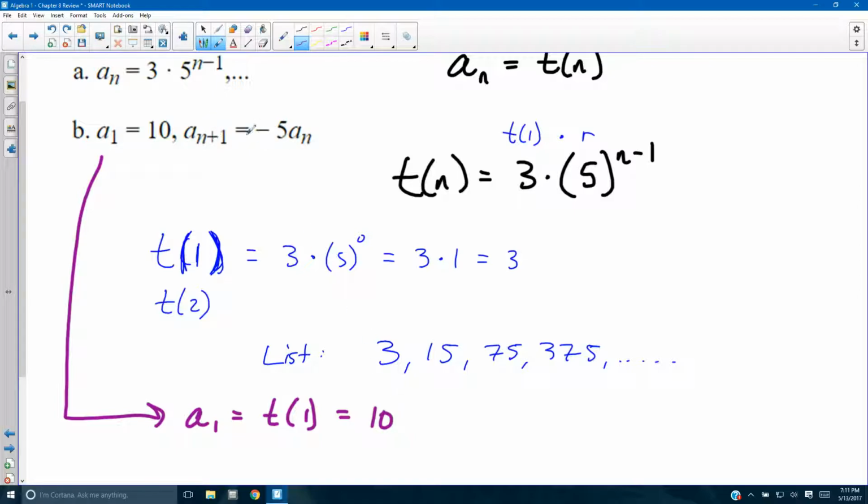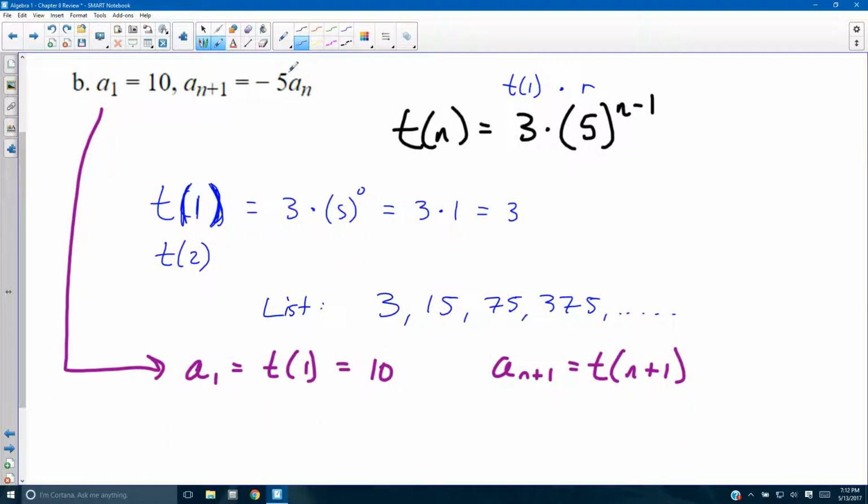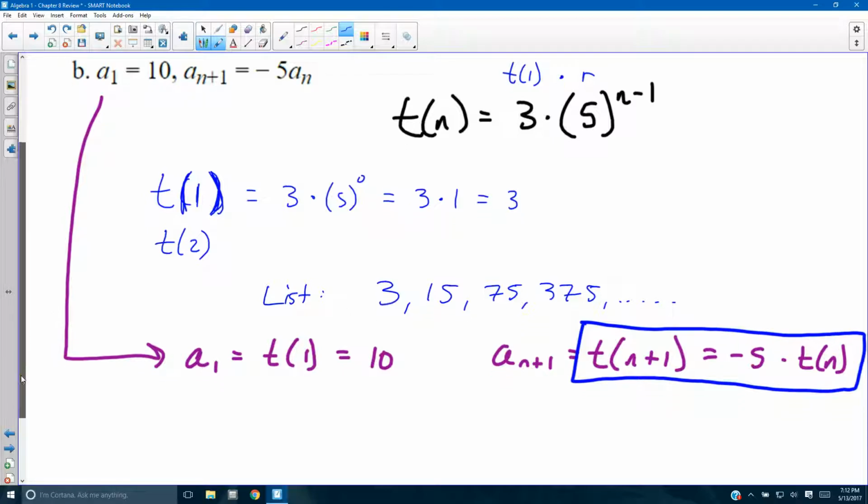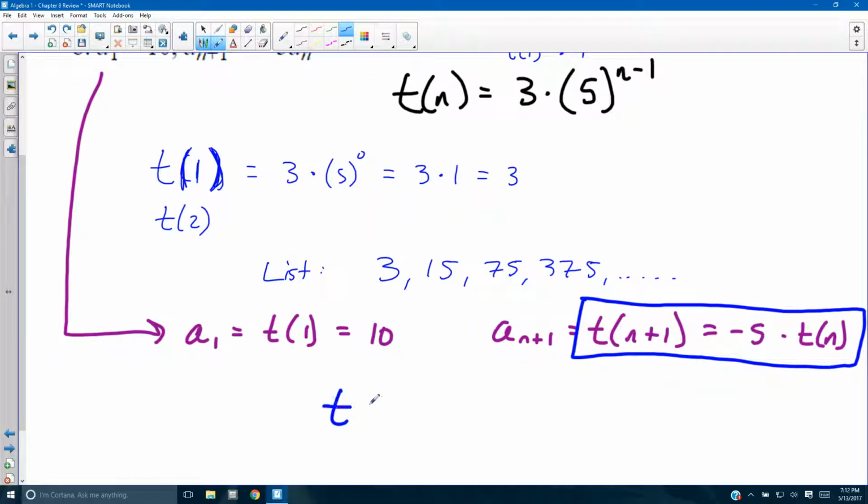Then they give you this right here. What does this say? Well, a sub n plus 1 is the same thing as t of n plus 1. You probably don't know what that means yet. I'm going to talk to you about that in just a moment. And then it says equals negative 5 times, remember, this would be t of n right there. So I have this equation, and I have the value of the first term. Here's what this says. T of n says the value of term number n, no matter what n value I choose. For example, I could choose 1 for n. So the value of the first term is 10.